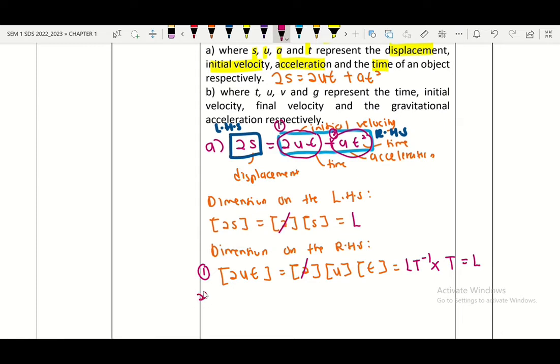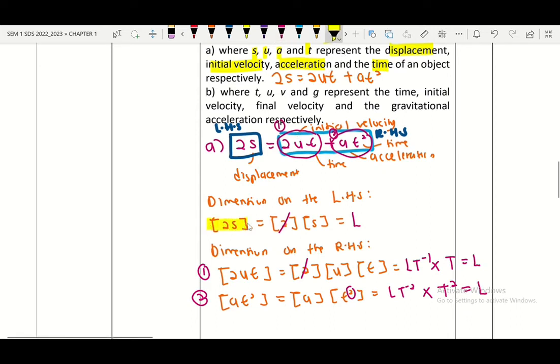Okay, jom buat untuk yang kedua. Yang kedua adalah AT squared. Okay, AT squared. Okay, Miss buka. So dia ada A dan dia juga ada T squared. So dimension untuk A adalah LT negative 2. Dan dimension untuk T adalah T. Time adalah time. So time ini nampak tak dia ada power of 2? Jadi dekat sini pun power of 2. So LT negative power of 2 darab dengan T squared, kita akan dapat L.